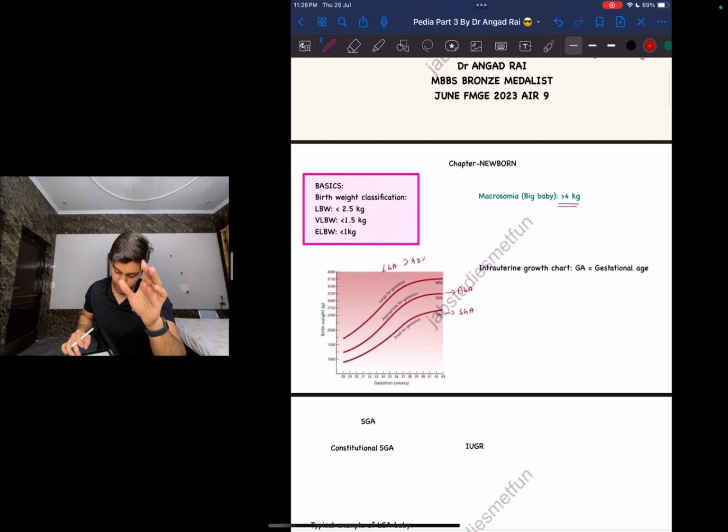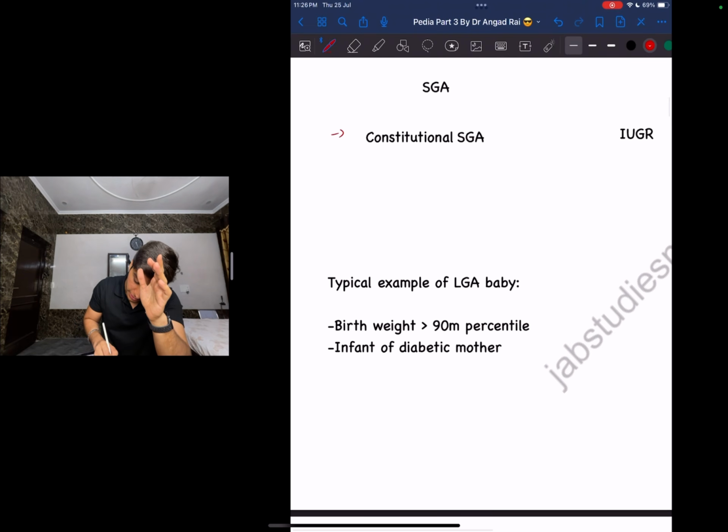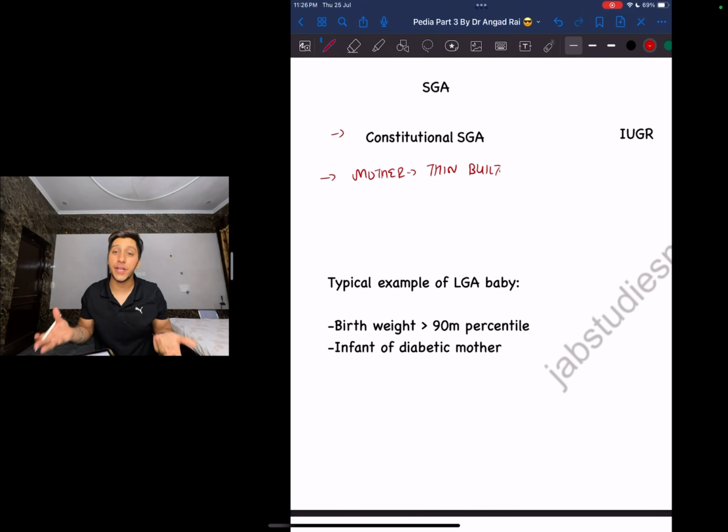Simple, cool. All right. Now we will talk about the differentiation between the conditions where you see small for gestational age and the conditions where you see large for gestational age. First thing in small for gestational age is constitutional SGA. What is the meaning of constitutional, guys? It is basically if the mother herself was of thin build. Now guys, if the mother was thin, if she did not eat too much food, obviously the baby is also going to be small.